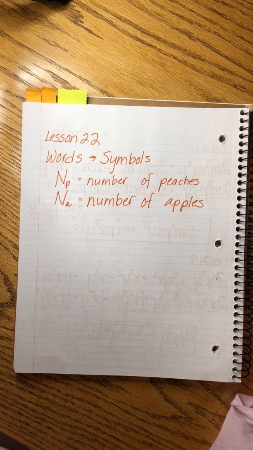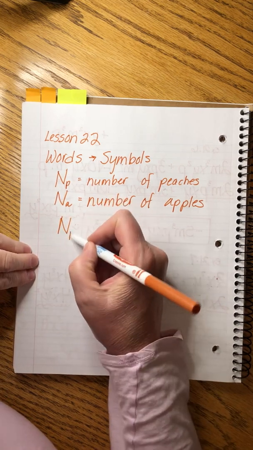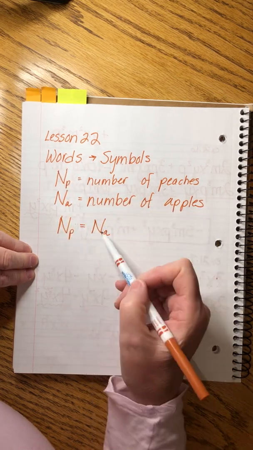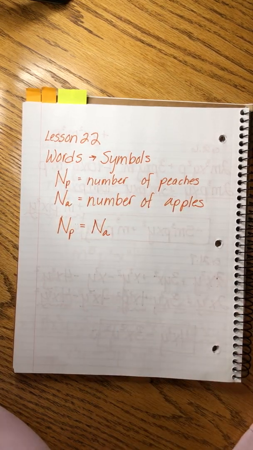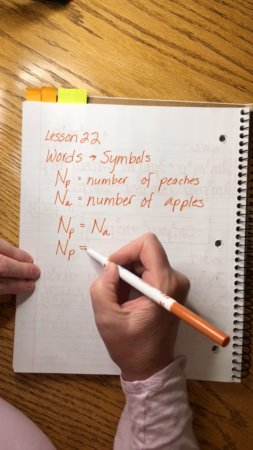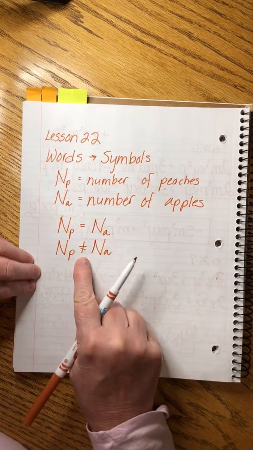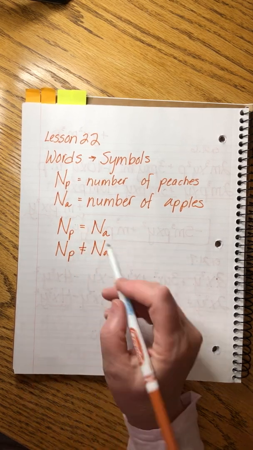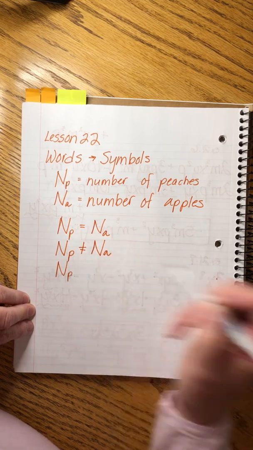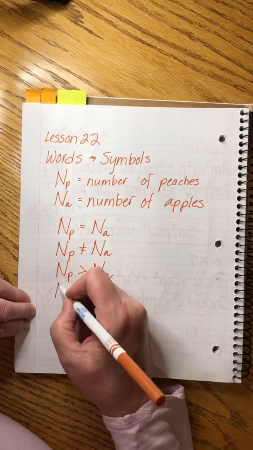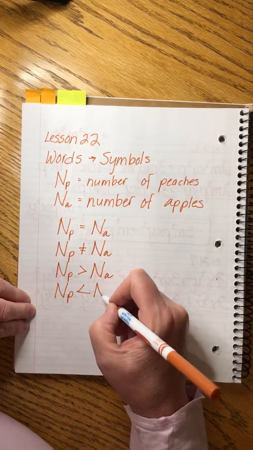Now, if we say, as John does, the number of peaches equals the number of apples, the words and the symbols go together really nicely. What if we want to say the number of peaches does not equal the number of apples? We have a symbol to say that, don't we? We've got the variables and we have a symbol for that one too. Does not equal. Okay, what about the number of peaches is greater than the number of apples? Aha, got that one covered. And the last one, the number of peaches is less than the number of apples.